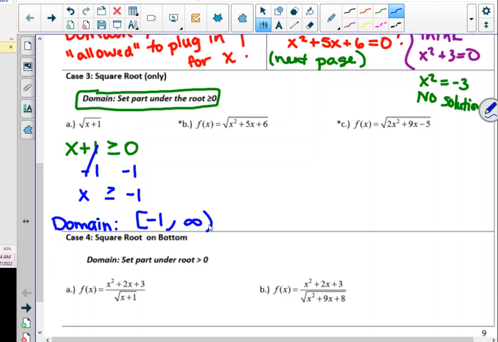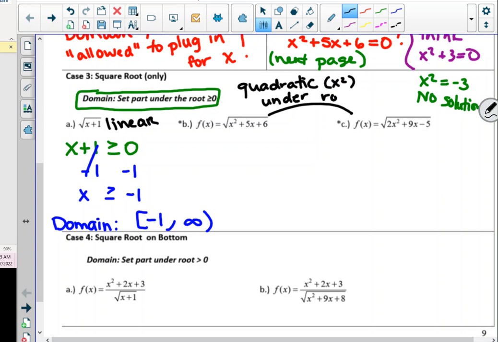I think the hardest part of this, and this is the newer part, is when I put something under a root that's not linear. Okay. I'm going to make a little note here. This guy was linear. Just an x, or an x to the first power. Both of these guys, B and C, have a quadratic, or an x squared, under the root. And that is where we're going to have to do the most work.